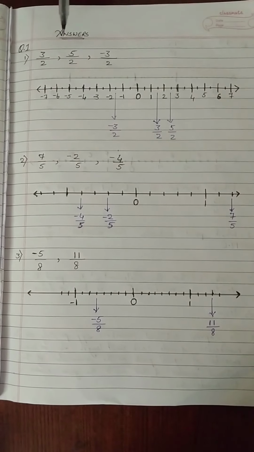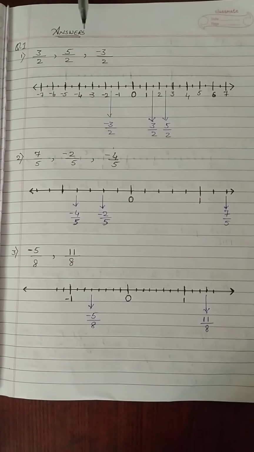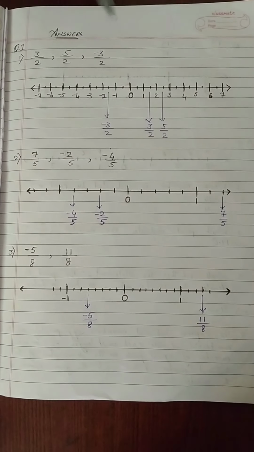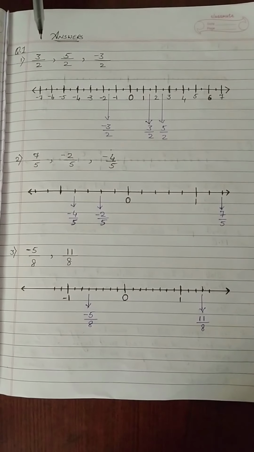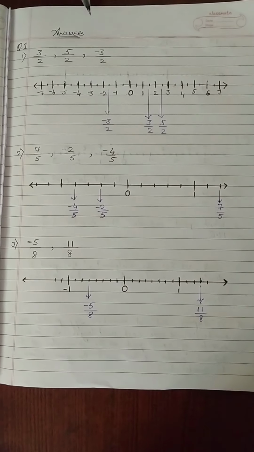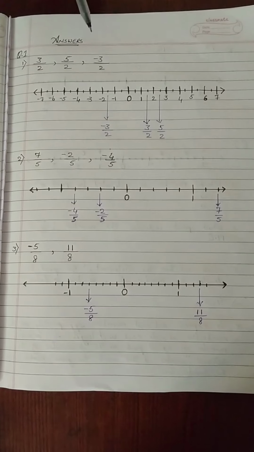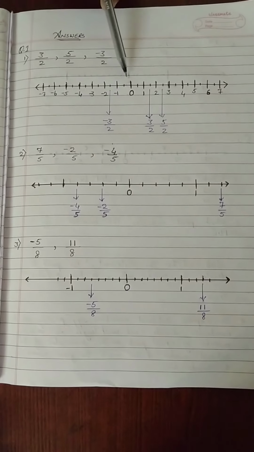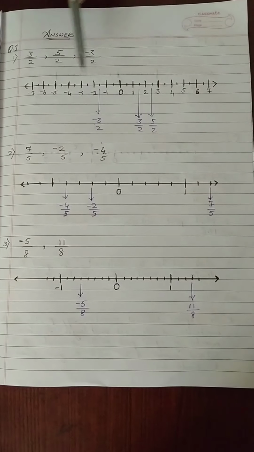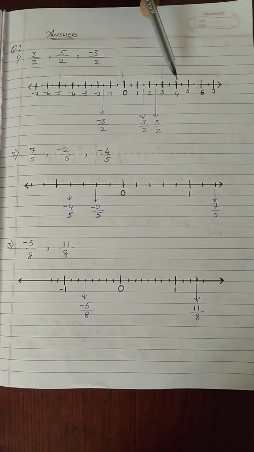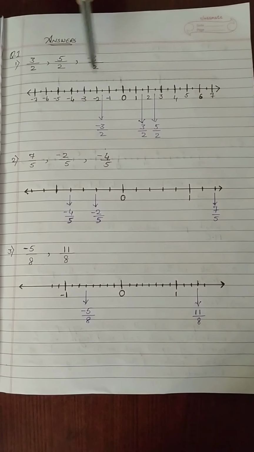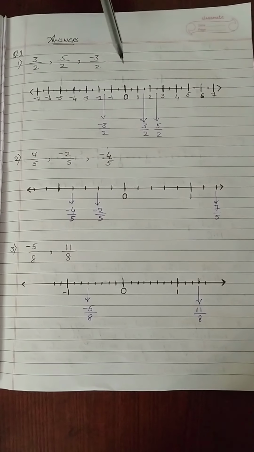We can see in exercise 1, first question, sub question 1: draw the number line for 3 upon 2, 5 upon 2, minus 3 upon 2. So here is a number line, the middle one is 0 and the number line is equally divided into positive integers and negative integers.